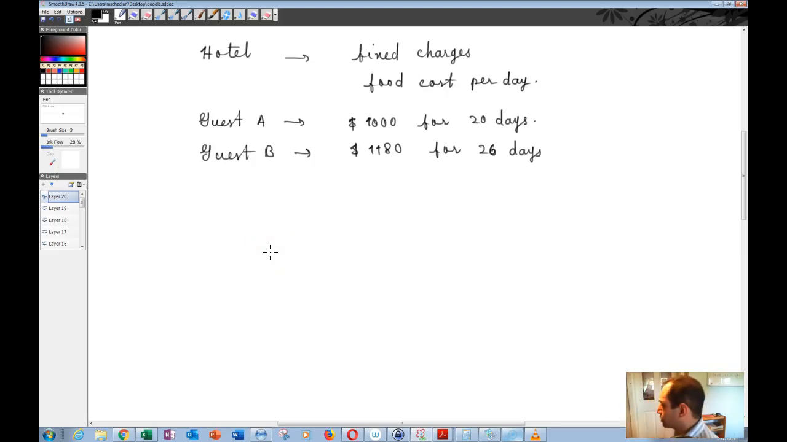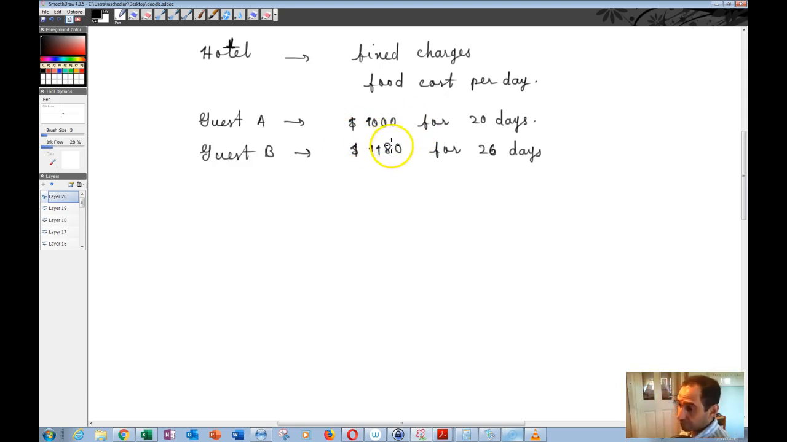Okay, so the next question that we have here is a word problem. The situation is that at a hotel, you will be charged based on this plan. You have some fixed charges, and it doesn't matter how long you stay there. You have these fixed charges, and you have the food cost per day. For example, if you stay there for 1 day, it's going to be 1 times this food cost per day. 2 days would be 2 times, and so on and so forth.